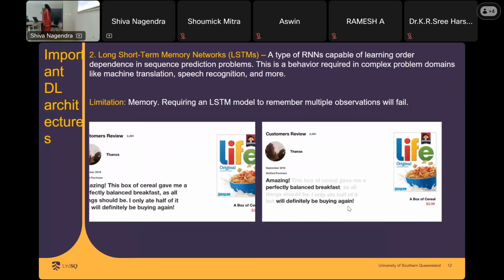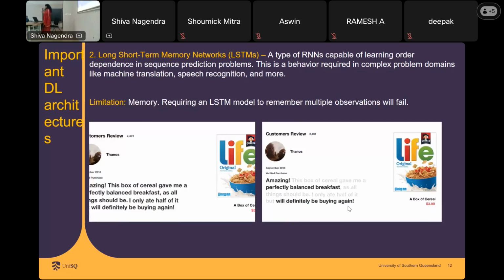Then comes LSTMs, long short-term memory networks, which have gained widespread attention because of their nature and their efficiency. It's a variant of RNN, which is a recurrent neural network. That's a family, and these are part of that family. What they do is they have a memory mechanism.